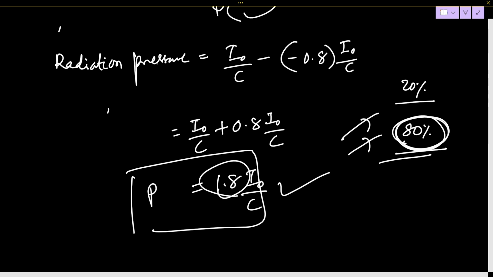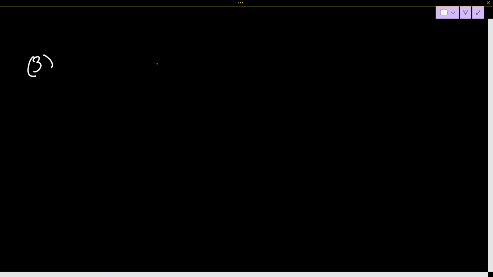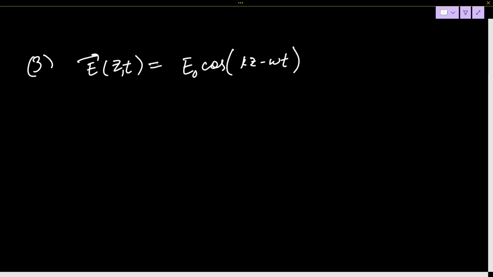Next question. Next question you are asked, question number three. Electric field is given, E of z and t, a function of z and t. E naught cos kz minus omega t I cap. Okay. Poynting vector will be how much? That is the question. What is the Poynting vector?